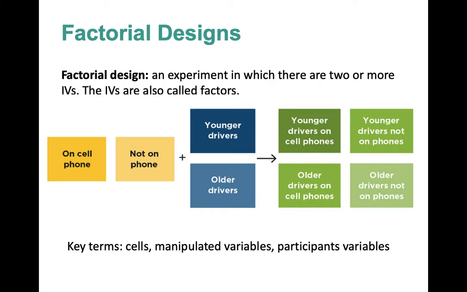A participant variable is treated as an IV or as a factor in a factorial design, but it's important to distinguish. A manipulated variable is actually manipulated. You can randomly assign people to different treatment levels and control the extent of the level of that independent variable that people receive. Alternatively, with a participant variable, we're talking about a naturally occurring variable.